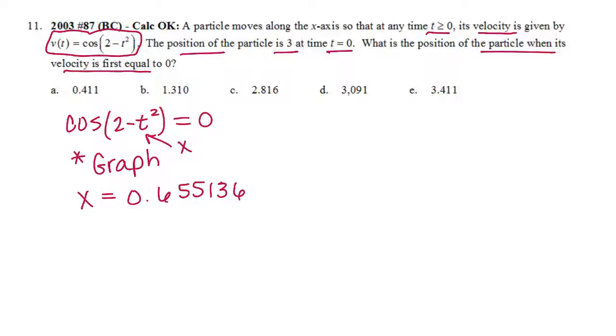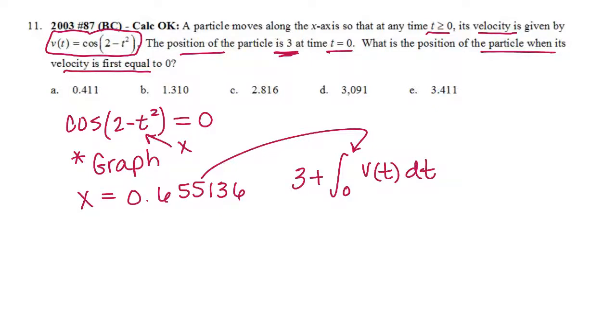And once you do that, you should get an x value of 0.655136. Once you have that, then we can come back up here and we've got to find our position of the particle. So for that, x at t, notice that we're going to have here at 3, the particle's already there at 3, plus, and then I'm going to integrate from 0 to this value here of our velocity function. And that should give us our position when the velocity is first equal to 0. And if you put that in your calculators, you should get answer choice C.